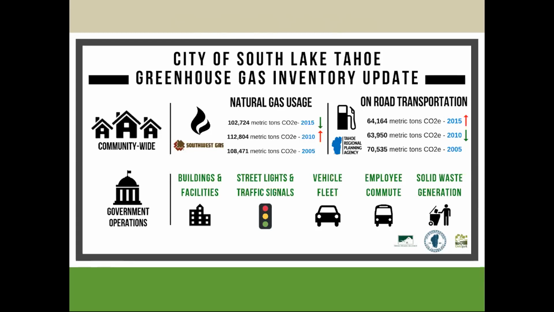For government operations, we didn't quite have our results yet, but we wanted to make sure the City Council knew what we were looking at. So these are the sectors that we looked at that Meredith went over. So of course the buildings and facilities, the vehicle fleet, but also the employee commute, solid waste generation, the emissions that are attributed to those.